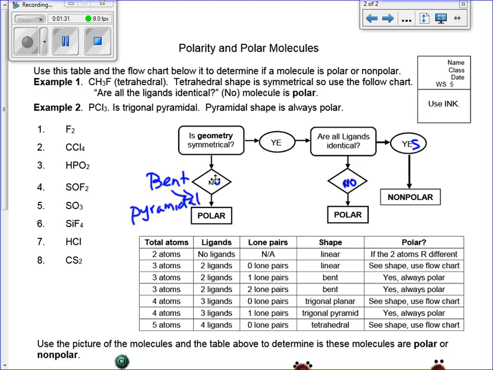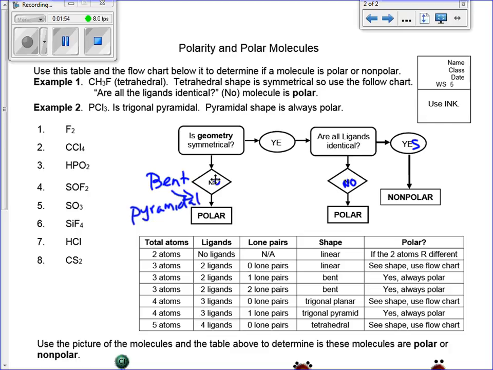Also down here it helps identify the shapes, just like you had the chart on your other ones. Talking about the ligands, the ones attached to the central atom, the total number of atoms in the molecule itself, and your lone pairs give you the shape, and then it tells you whether or not it's polar or nonpolar. It's a good thing to follow as you're trying to do this worksheet.